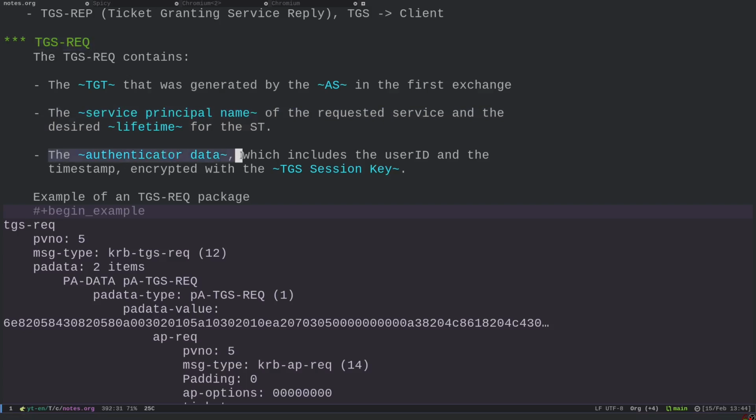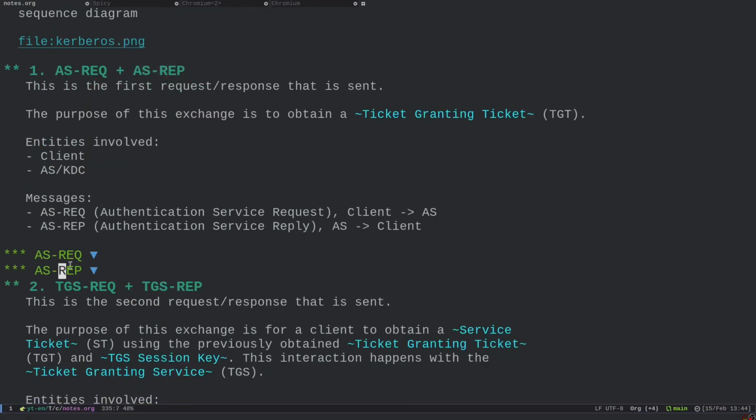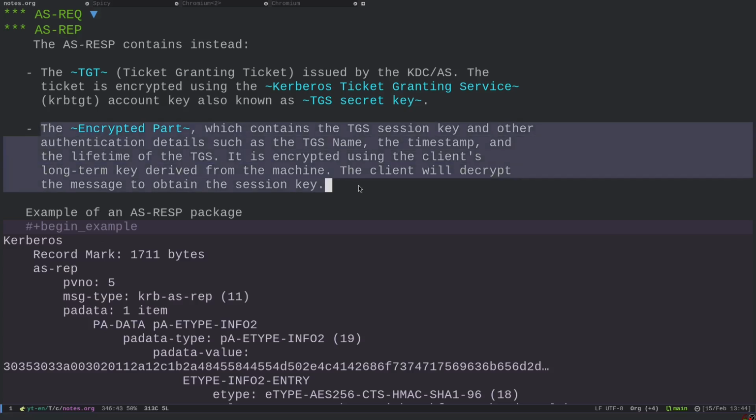And so here we specify which service we are interested in. And finally, we have authenticator data. This authenticator data is used so that the TGS, before generating the service tickets, knows that we are the proper client. So this includes the user ID and the timestamp, and these are encrypted with the TGS session key. Remember that the TGS session key was obtained in the authentication service response. There was an encrypted part which was encrypted with the user key, but this could be decrypted by the client, and within this encrypted part we find the TGS session key.